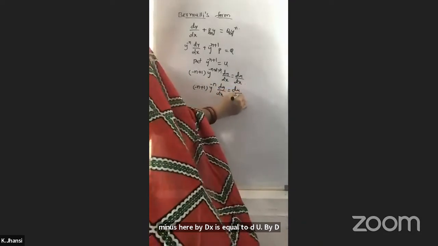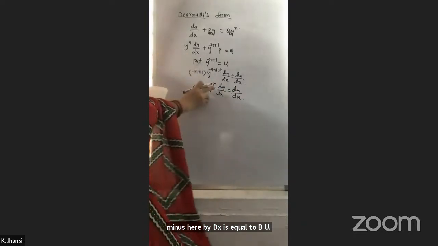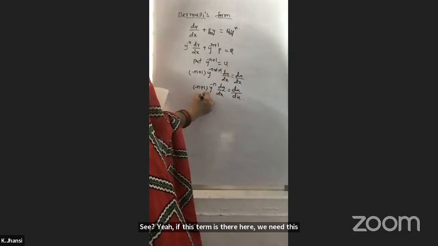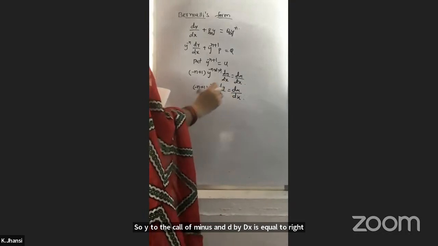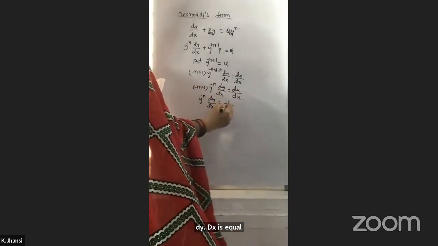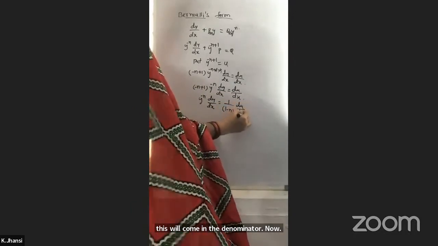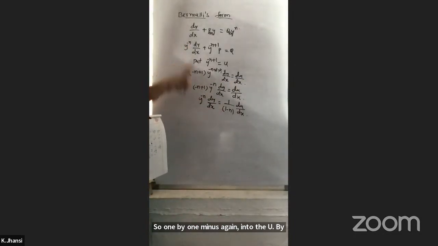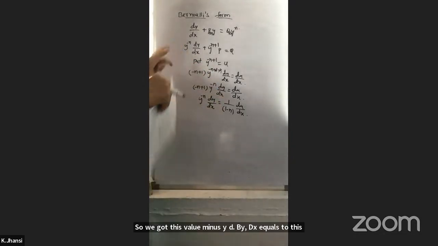Here, if this term is there, we need this value. So y to the power of minus n dy/dx equals 1 by 1 minus n into du/dx, since this comes in the denominator. So we got this value, and now we substitute it in this equation.